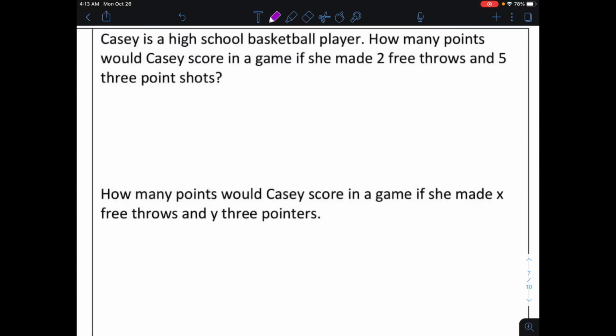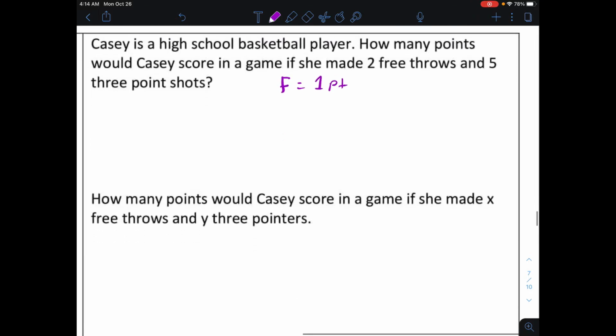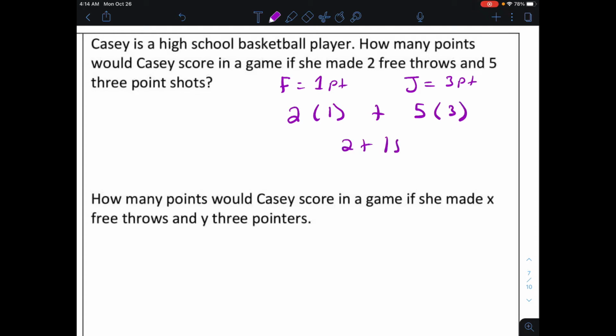Casey's a high school basketball player. How many points would Casey score in a game if she made 2 free throws and 5 3-point shots? Well, a free throw, F, is equal to 1 point. And a 3-pointer is going to be equal to 3 points there. So let's just let J be 3 points. All right, so she makes 2 free throws, so it'll be 2 times the 1 point plus 5 3-pointers. And so we got 2 plus 15 and 17 points in total.